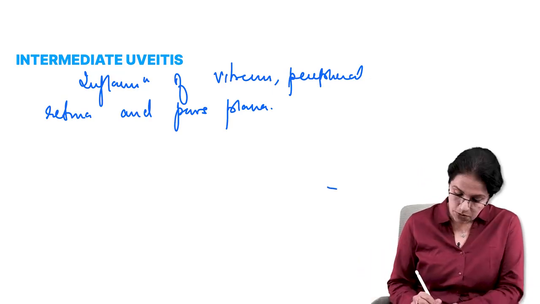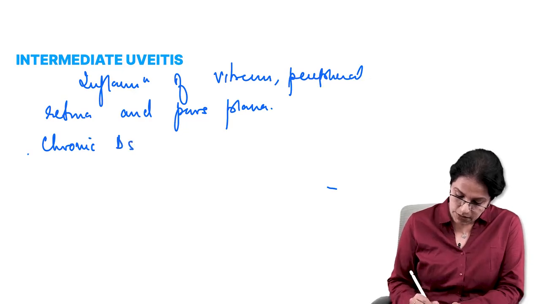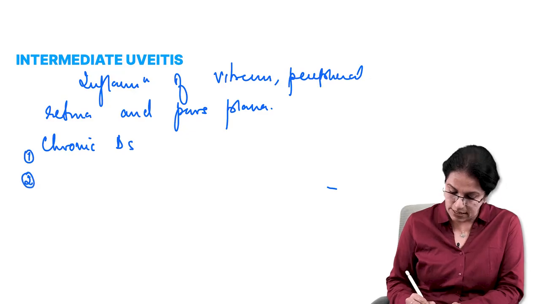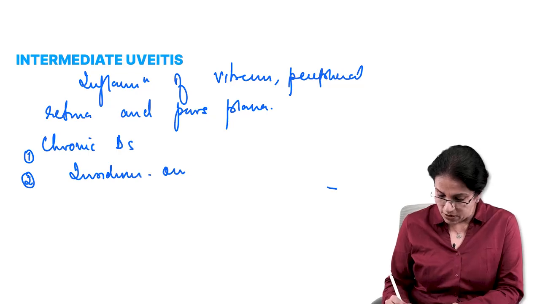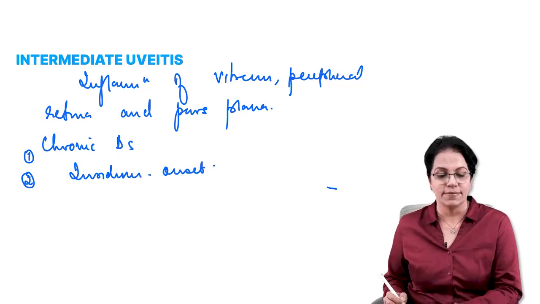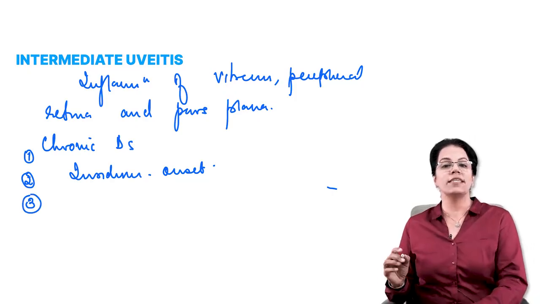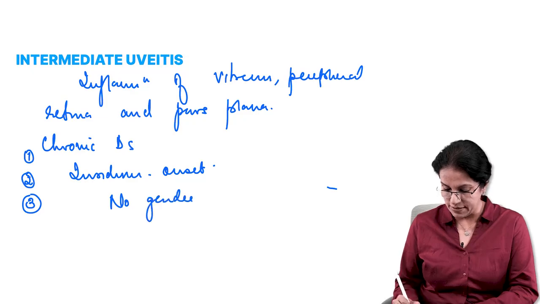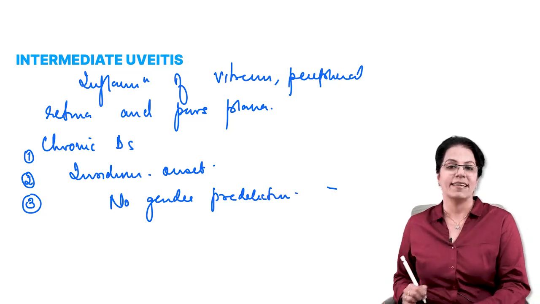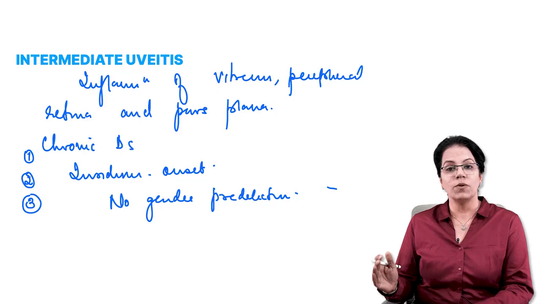Another point that you should know, it is a chronic disease. So, it's not acute, it's a chronic disease. So, first of all, a few points: insidious in onset and chronic disease. The third point we will know is no gender predilection. Okay, no gender predilection. Right. So, once we know this, what is the etiology?